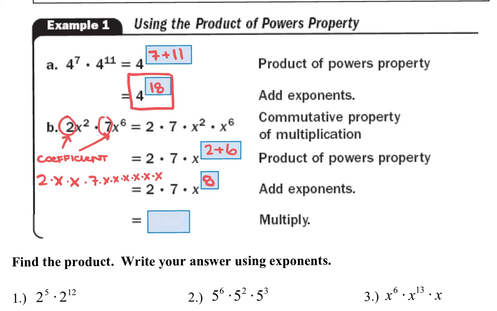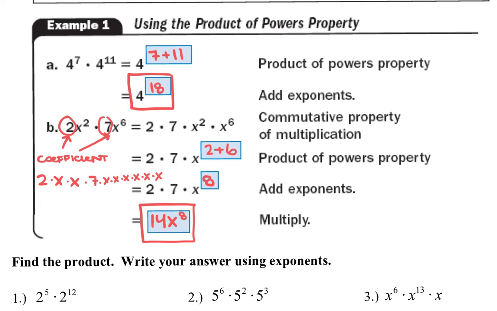The 2 and the 7 we are allowed to actually multiply because they are not the base. They're like these numbers hanging out front. They're the coefficients. And so the correct answer here is 15x to the 8th power.